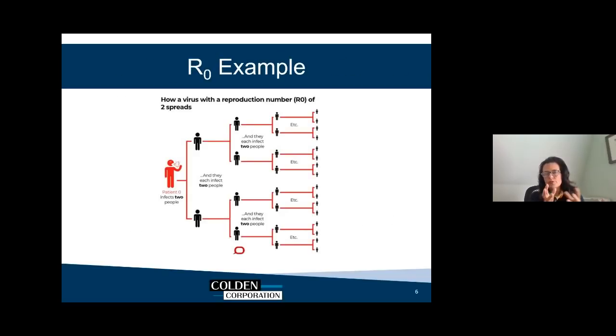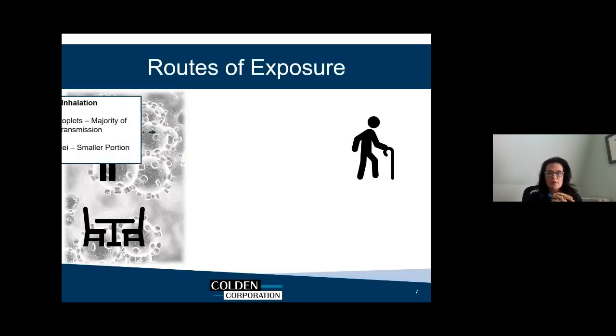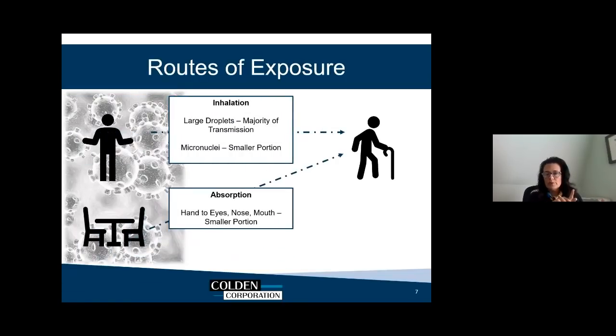So, here's just a quick little graphic of even just an R naught of 2. One person infecting 2 people and them infecting 2 more. So 1 makes 2, makes 4, makes 8, makes 16. You can see how this can grow crazy fast. Next slide. I want to start with the basics.